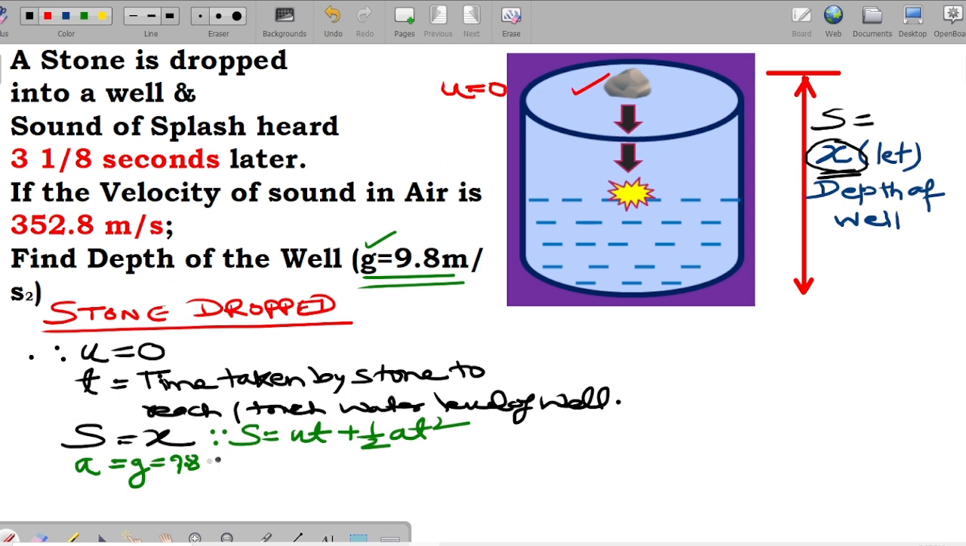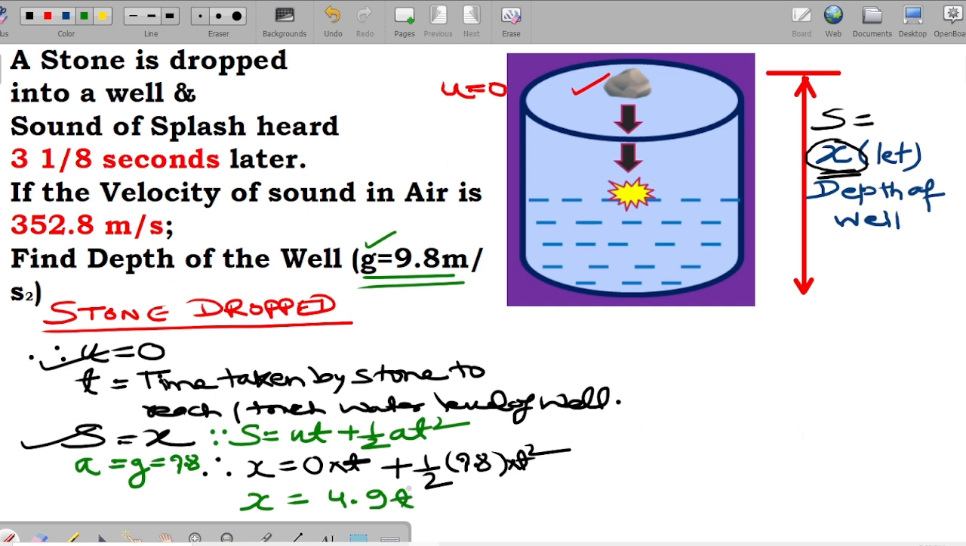So s = ut + 1/2 at². Putting the value of s as x and u as 0, the first term u into t will be equal to 0, and the second term will be 1/2 at², and in place of a, as we have already discussed, it's 9.8 meters per second squared, as given in the question, into t². So this is the equation which is formed, that is x = 1/2 into 9.8 t². Just divide 9.8 by 2 to get 4.9. So x = 4.9 t² is one of our equations.